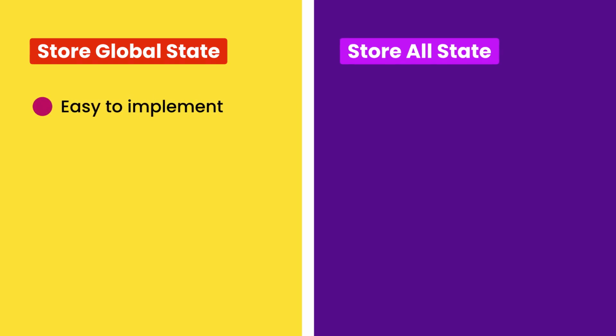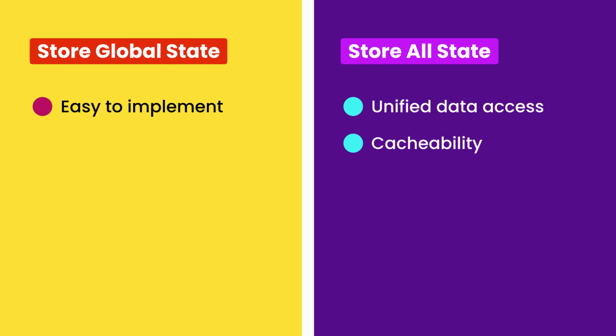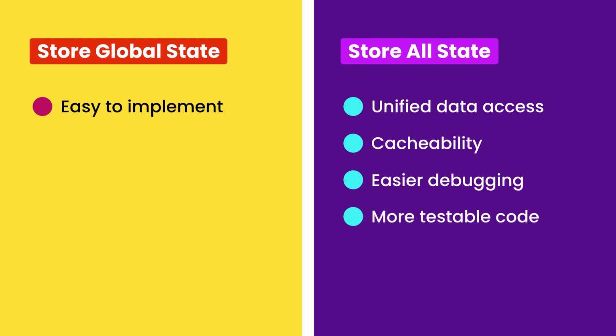Another approach to organize state is to put everything in the store. With this approach, we have a single, unified way to access data, so our code will be more consistent and more maintainable. Also, we can use the store as a cache, so if the data we want is already in the store, we can just use it. We don't have to refetch it from the server. Also, debugging becomes easier. We can use Redux DevTools to see exactly how our application state changes. Also, our code becomes easier to test. So the more state we push into the store, the more we can get out of Redux.